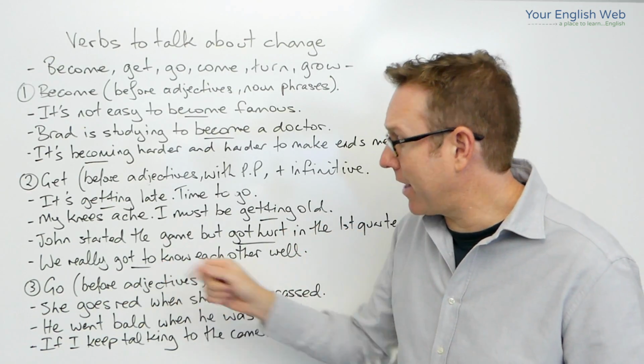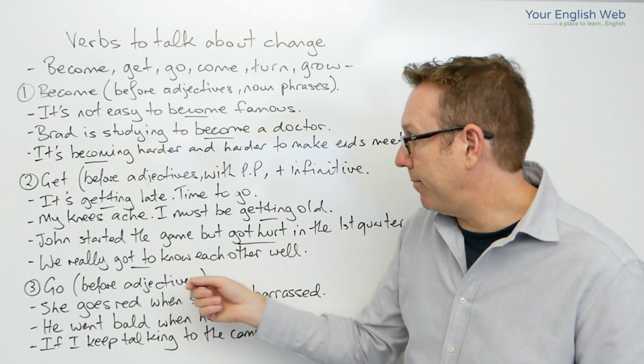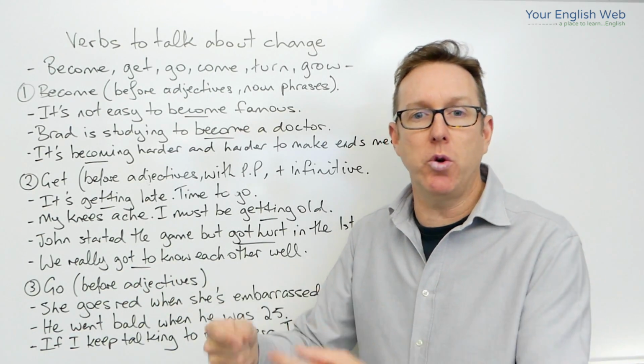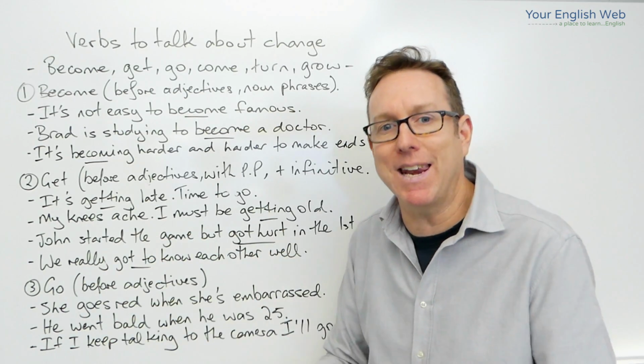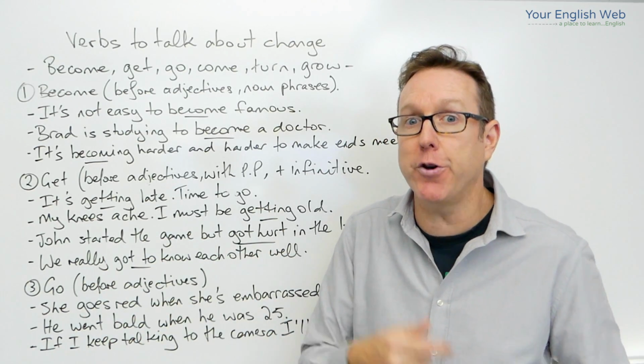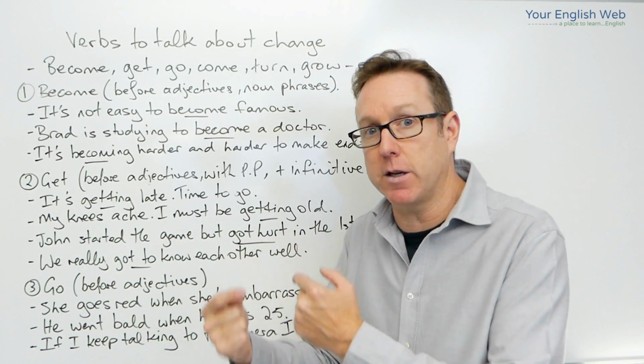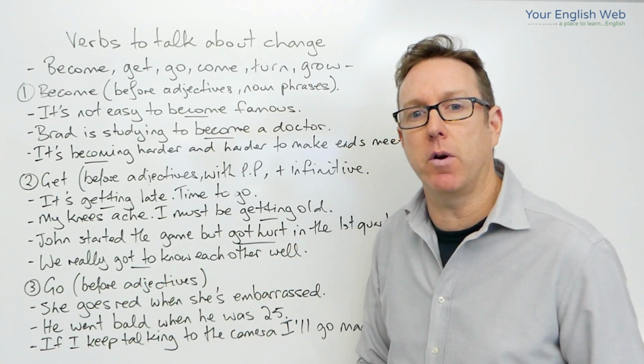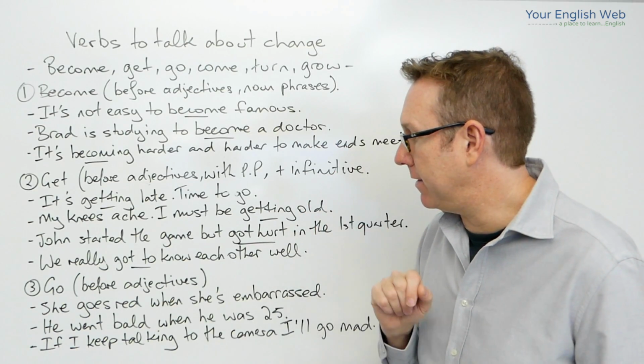Okay, another example. I'm getting to like going to work every day. I'm getting to like it. I didn't like it at first, but I'm getting to like it. There's a gradual change. So got to know, get to like, etc. How we can use it with the infinitive.